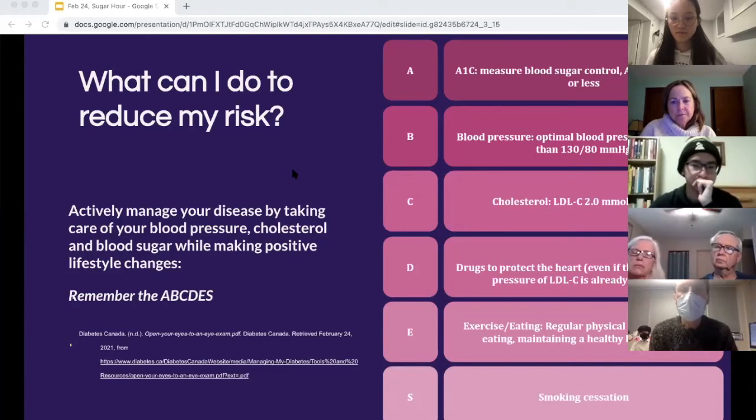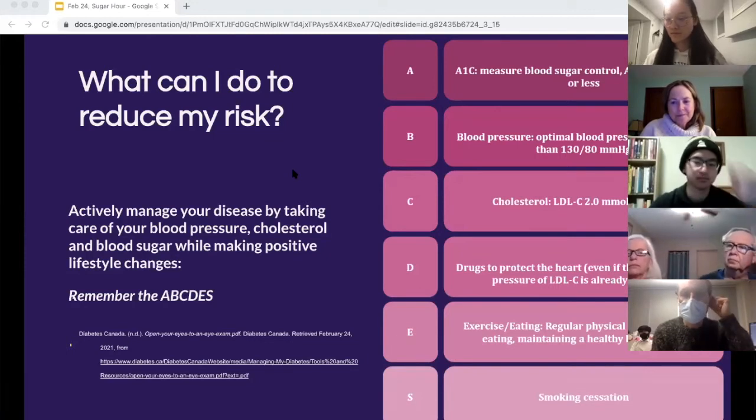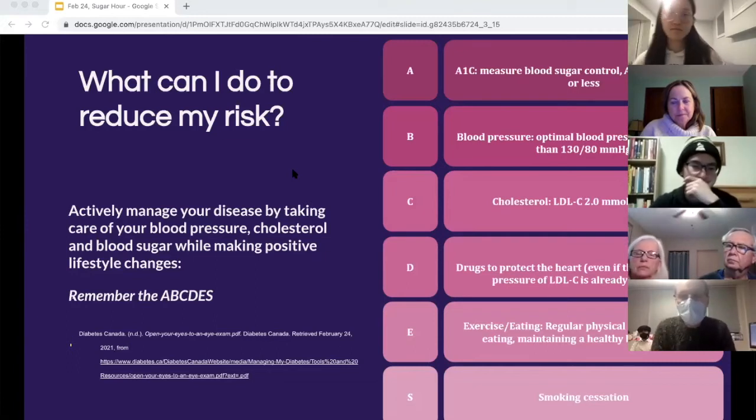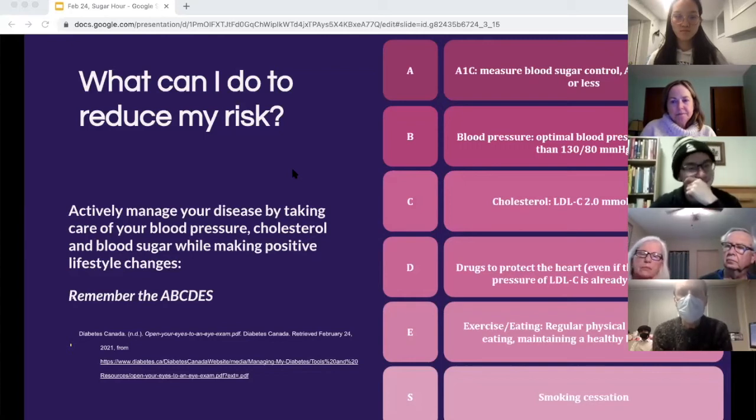So A stands for A1C, your hemoglobin A1C. That's what we usually look at in your blood work at the clinic to see the 3-month average of your sugars. So if you're diabetic, you want that to be 7 or less. So that kind of indicates that you're managing your sugars all right. B is for blood pressure. So the optimal blood pressure is less than 130/80. So you want to maintain proper blood pressure control. That's something that can increase your risk of developing diabetic associated eye diseases. So maintaining proper blood pressure is also key for reducing your risk.